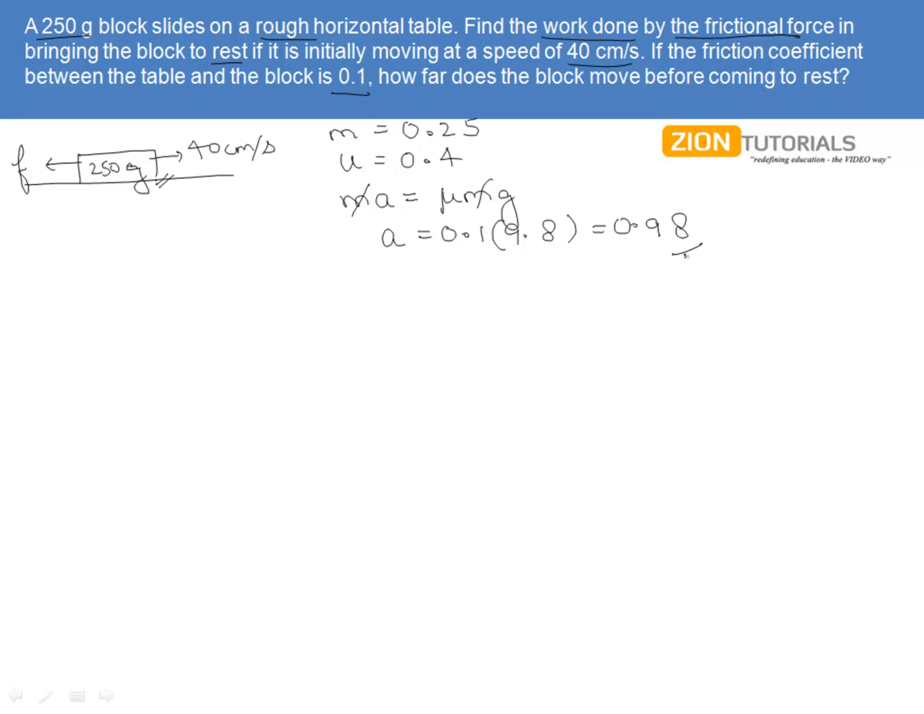Now we can easily apply the third equation of motion as 2as equals v squared minus u squared, and putting the values over here we can find s being 8.2 centimeters. Now friends, we have found out the s. Also we have the initial velocity.